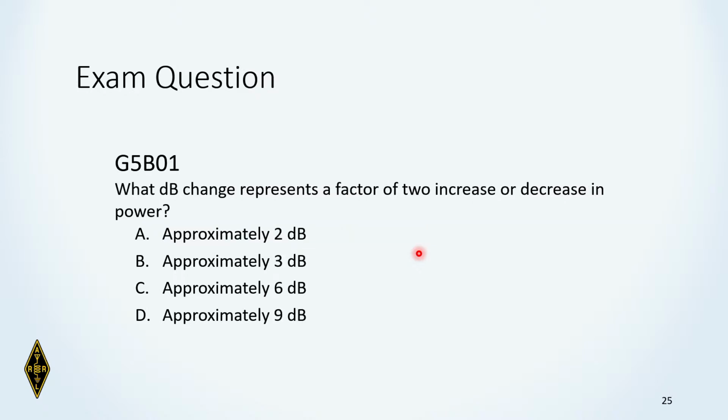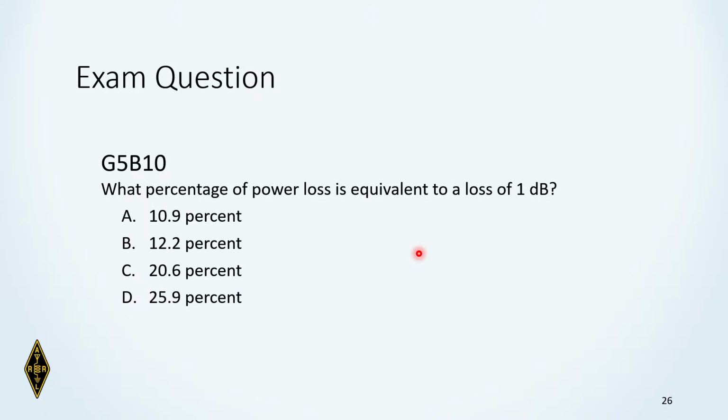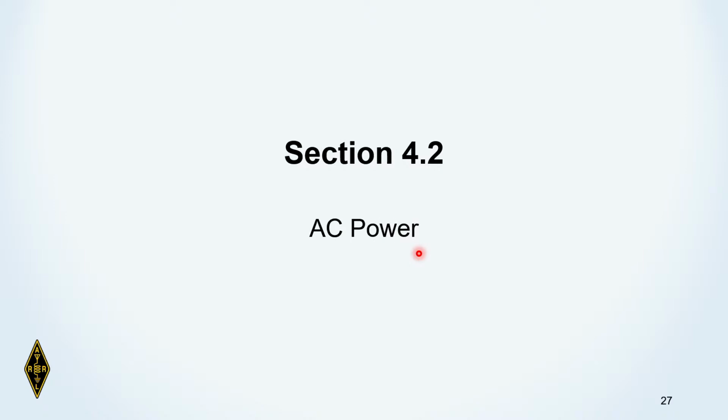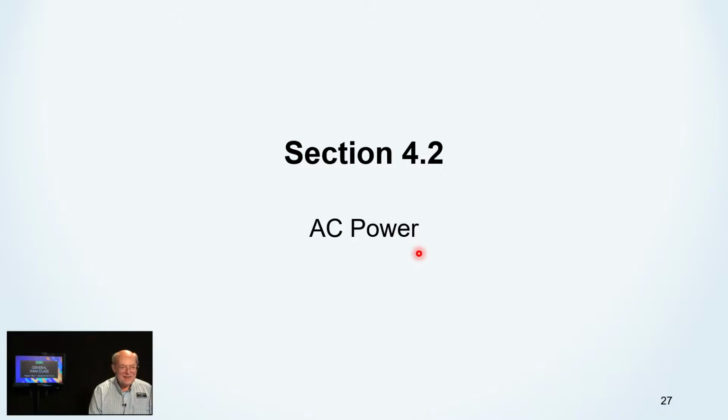Okay, what dB change represents a factor of 2 increase or decrease in power? Bravo. Bravo. 3, that's the ratio that you'll see all the time. What percentage of power loss is equivalent to a loss of 1 dB? Charlie. It's approximately 20%. And then we get to move on to the next section, AC power. So we went through a bunch of stuff that was a little bit hairy there, but we did it.